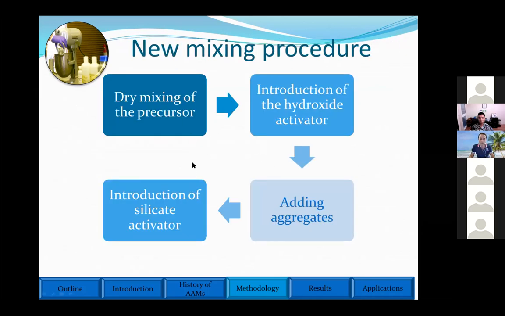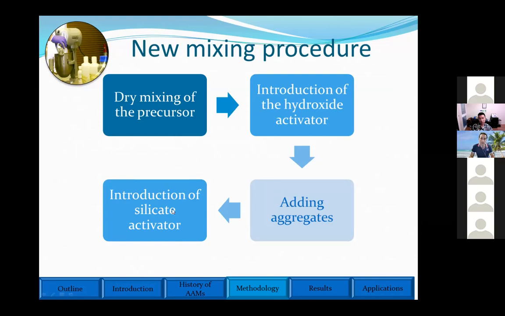Specifically for precursors and waste materials with high impurities, we followed these steps. We figured out that if we have 2-3 types of precursor with different percentages of alumina, silica, and calcium, to optimize it, we need to dry mix them first, and then introduce the first chemical, that is sodium hydroxide, and then we can add aggregate and mix it. And then as the last step, we introduce the sodium silicate activator, and then we're done.